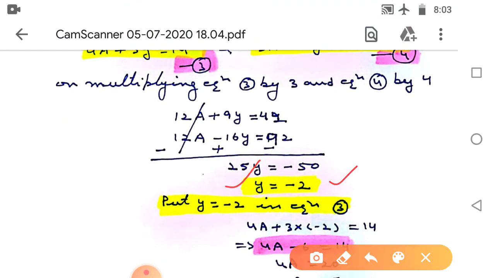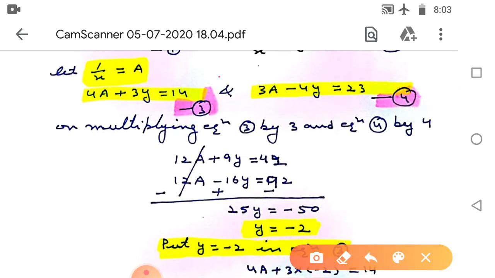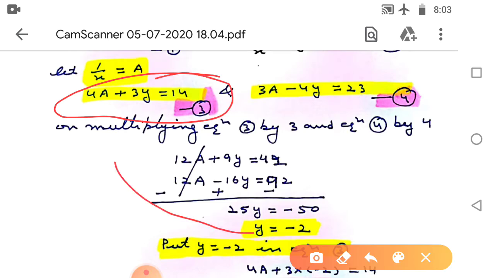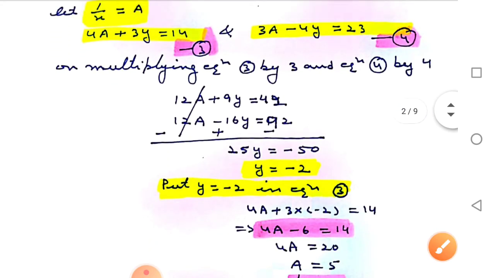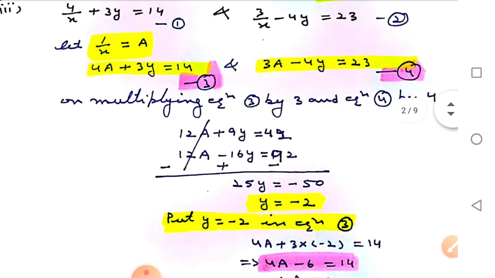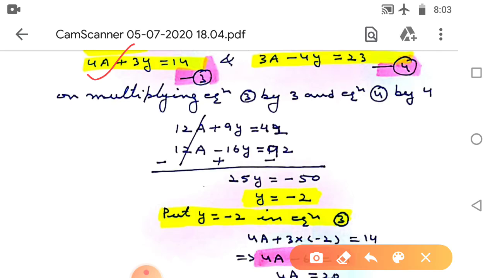Clear? So subtract, and we get the value of y as minus 2. Here the value of y is minus 2, and put y is equal to minus 2 in equation 3. Look at equation 3. This is 4a plus 3y is equal to 14. So put the value of y here as minus 2. So this is 4a, 3y, so 3 into minus 2. The value of y is minus 2. So this is 3 into minus 2 is equal to 14.